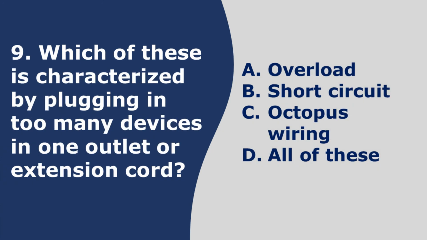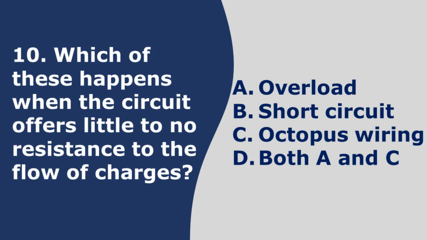Number 9. Which of these is characterized by plugging in too many devices in one outlet or extension cord? A. Overload, B. Short circuit, C. Octopus wiring, D. All of these. Number 10. Which of these happens when the circuit offers little to no resistance to the flow of charges? A. Overload, B. Short circuit, C. Octopus wiring, D. Both A and C.